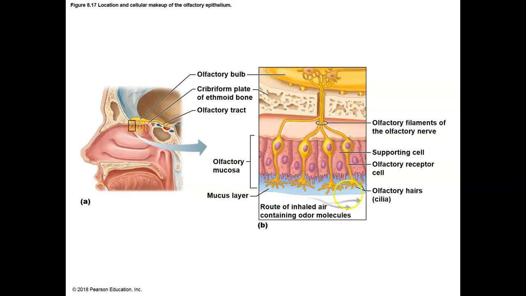And then we have these special support cells that protect our neurons. So these are one of the only neurons that are open to the external environment. And they're just within that mucus layer.